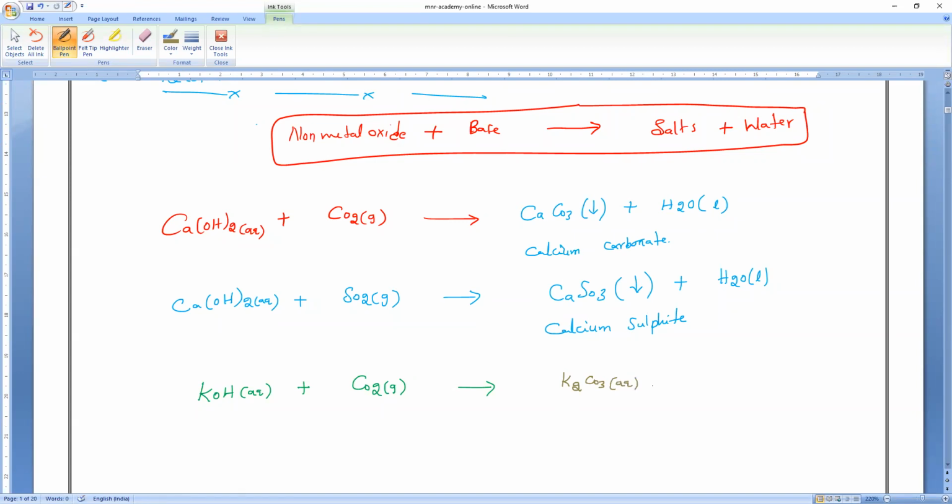So what is the potassium carbonate formula, guys? K2CO3 plus water. Potassium valency is 1 and carbonate is 2. If you crisscross, what will happen, guys? We are going to get K2CO3, which equals K2CO3. Potassium carbonate. So write it.